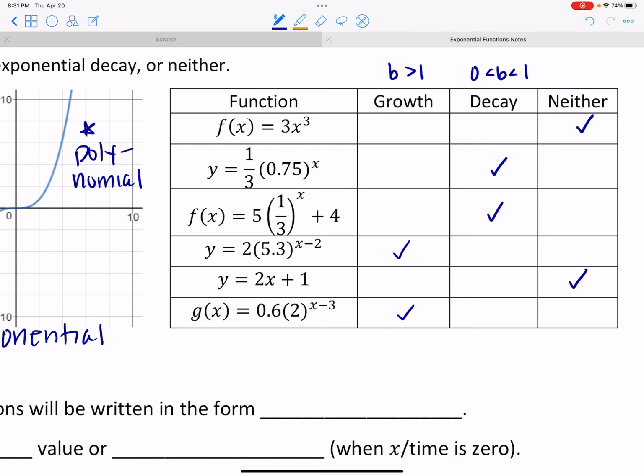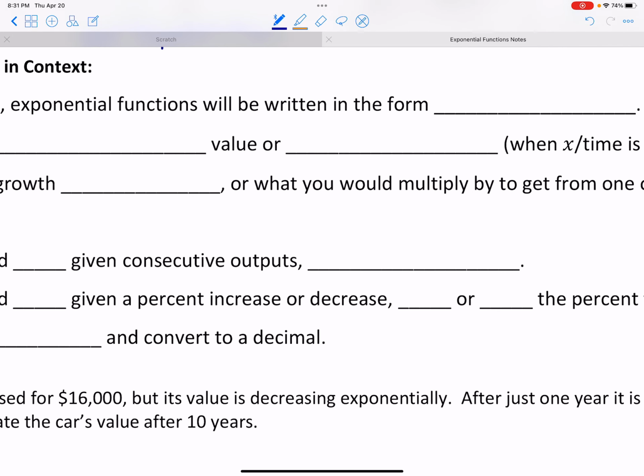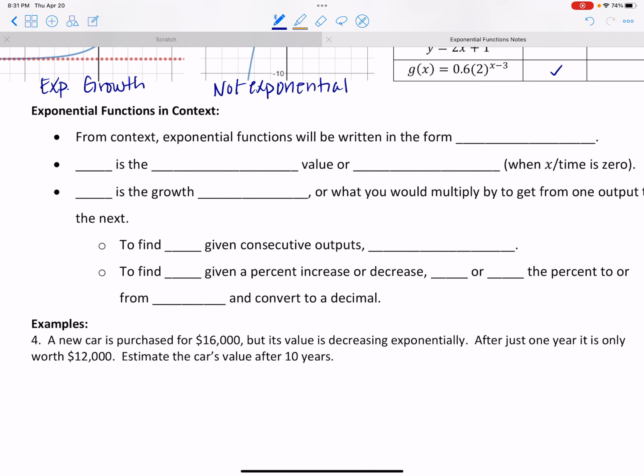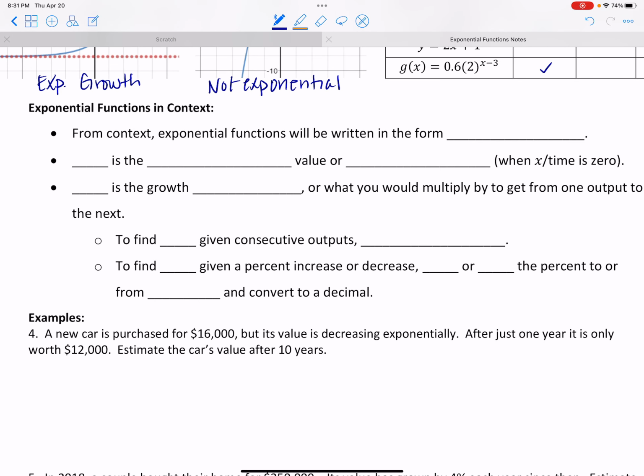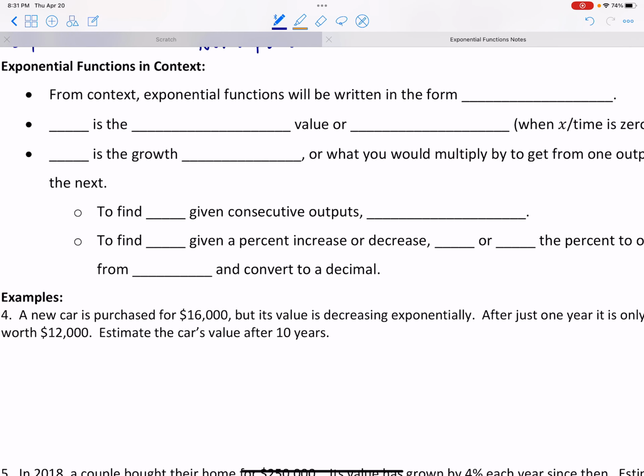Okay? So not so bad, but again, let's now turn our attention toward some exponential functions in context. When we're dealing with exponential functions in context, we have a slightly altered parent form. We're going to look at these as y equals, or f of x equals, a times b to the x power, where the b to the x power, that piece is our exponential, right?